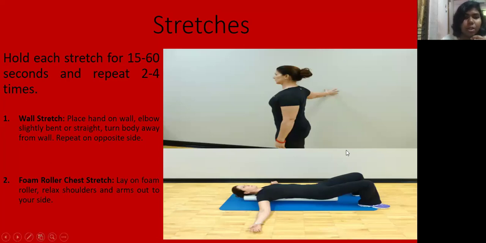The first one is the wall stretch. Place a hand on the wall, elbows slightly bent or straight, turn your body away from the wall, and repeat on the opposite side. Next is the foam roller chest stretch. Lie on a foam roller, relax your shoulders, and let your arms rest out to your sides.